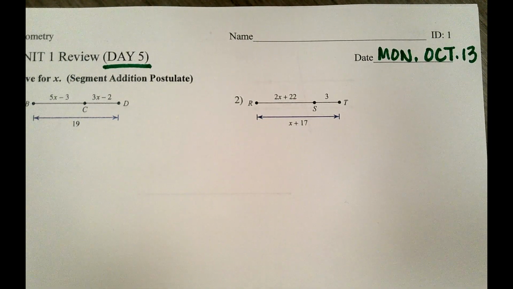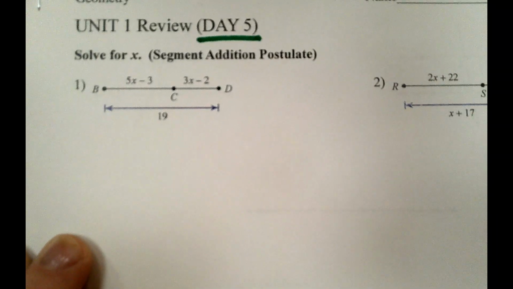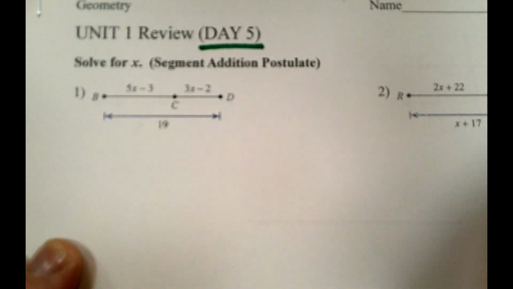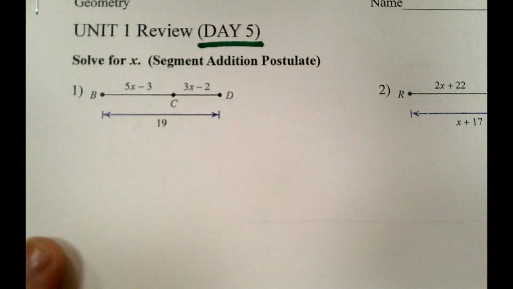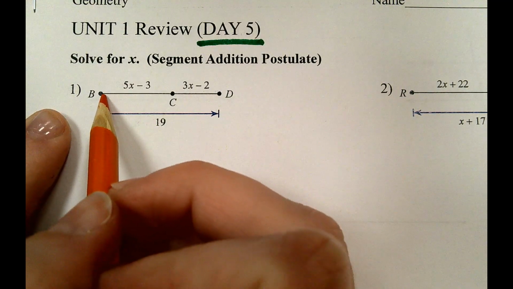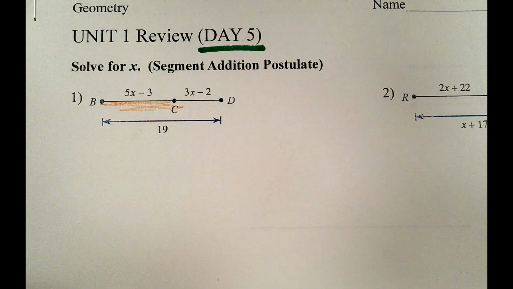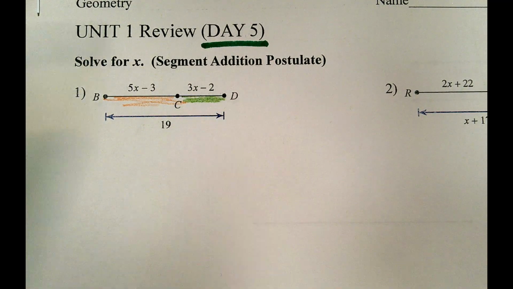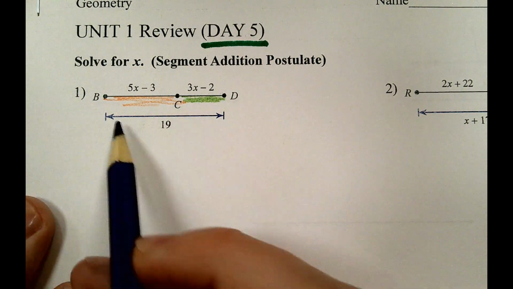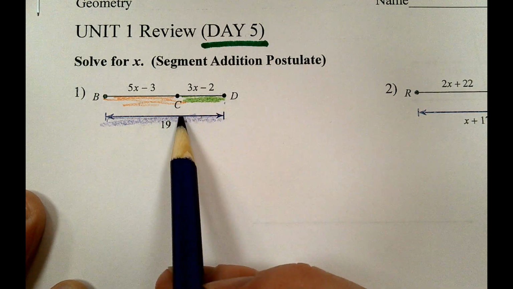And today we're planning on reviewing everything in Unit 1 to get ready for this quiz. Numbers 1 and 2 are both where you're solving for x using the segment addition postulate. Quick review of that: if I have two smaller parts and one whole, when I add the smaller parts together, it equals the whole.